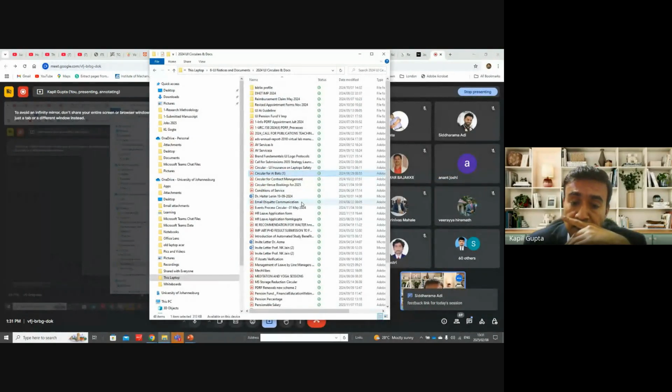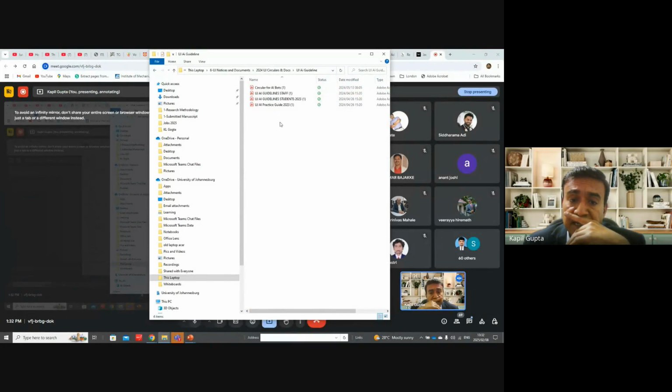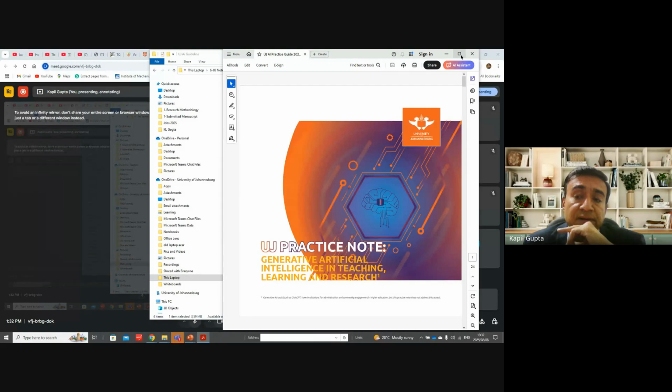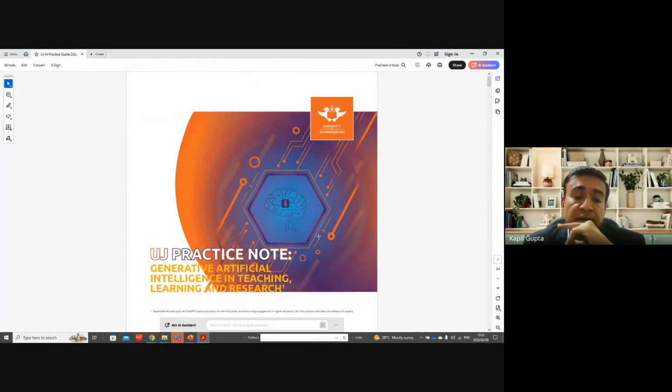The other one, which is specifically about generative AI, let me show you that. Here is the AI guideline: an AI guideline for staff, an AI guideline for students, and an AI practice guide. Such a guide is required to be prepared by your institution, so first of all you have to follow that.